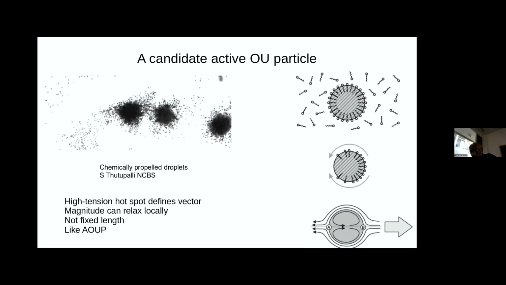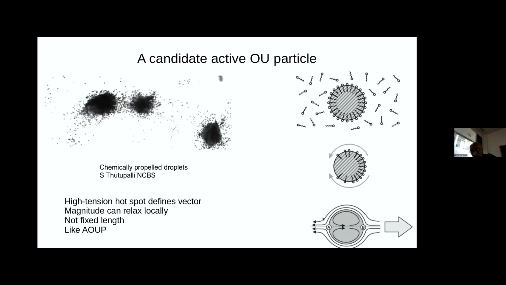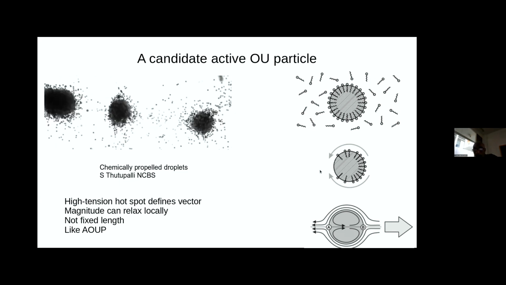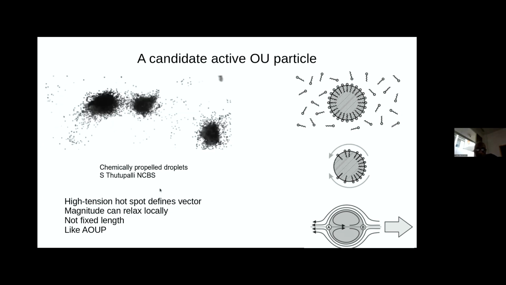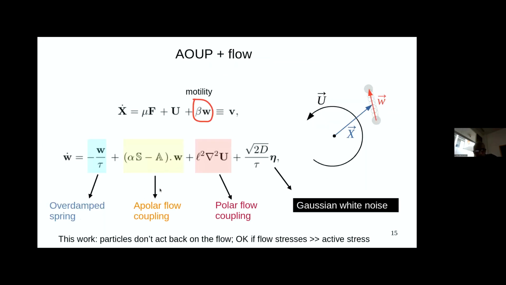If processes create this kind of imbalance in the surfactant field, they generate a flow and this object can propel. So if this object can go on providing this kind of process on its surface, it can keep propelling. So these active droplets are kind of like active OUPs, I would say. Now let's look at what will happen. Let's look at these terms once again. The active OUP with flow, as I said, this term is the motility term. It has a coefficient beta. This is the apolar flow coupling. This is the polar flow coupling.